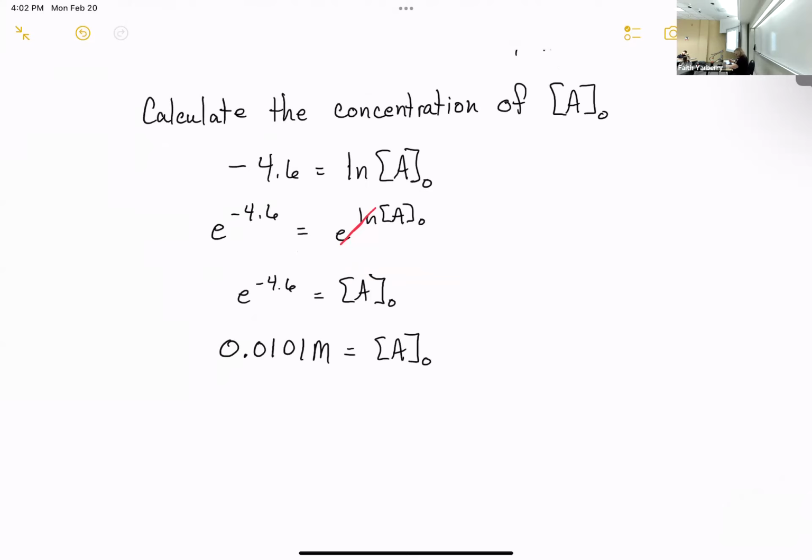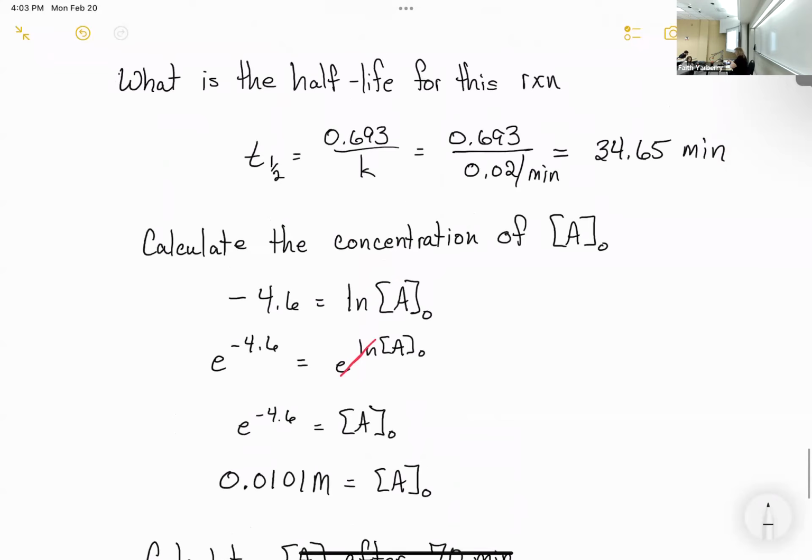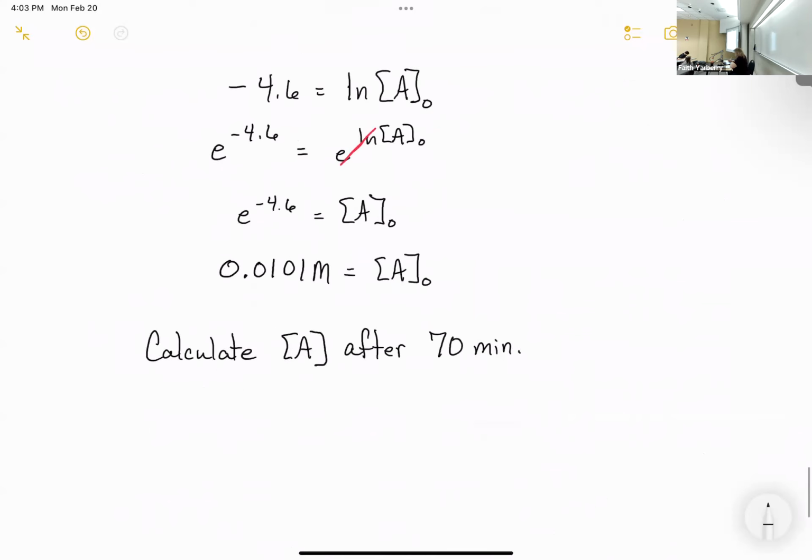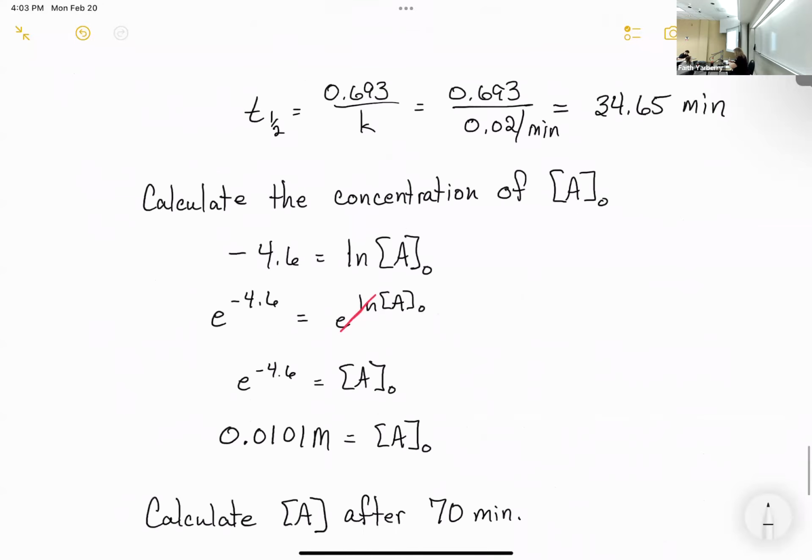We can also say, okay, calculate the concentration of A after 70 minutes. Well, going back to our original equation, Y equal to negative 0.02x minus 4.6.